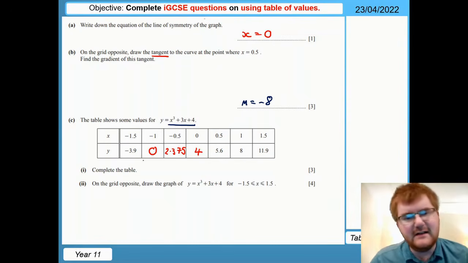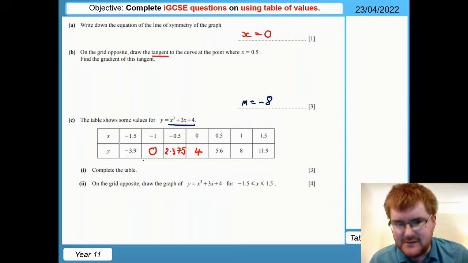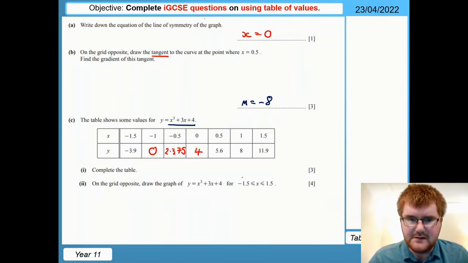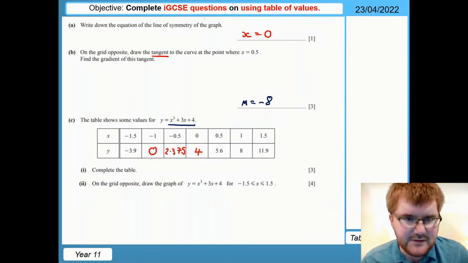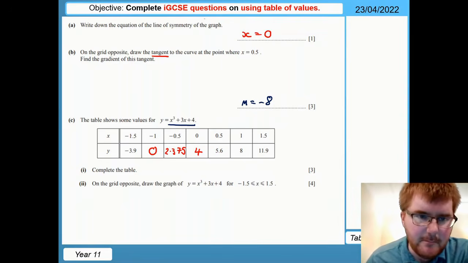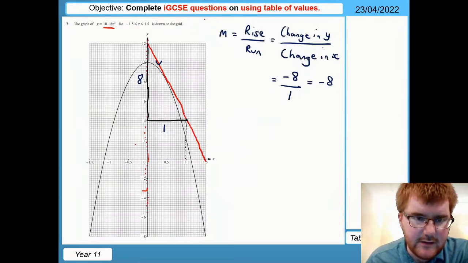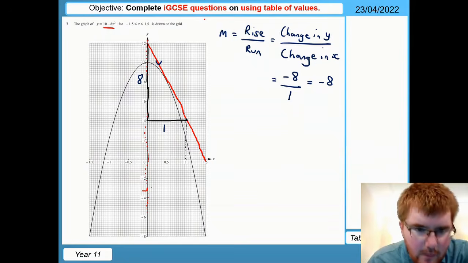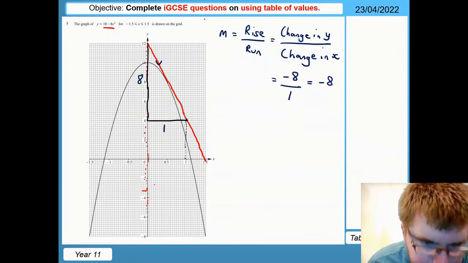Now on the grid opposite, and that's always a groan, particularly in the exam because you have to turn between the 2 pages of your exam, draw this graph between minus 1.5 and 1.5. So let's just do this precisely. So we've got minus 1.5 and minus 3.9. One thing to check here is the scale.